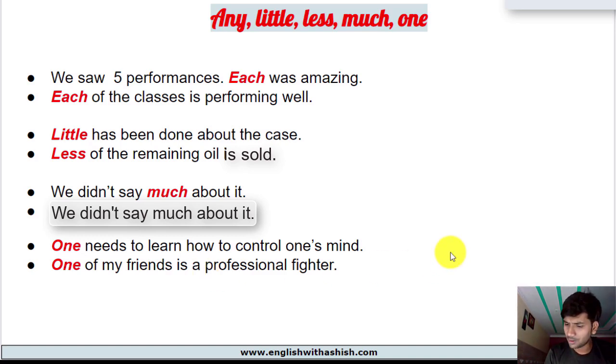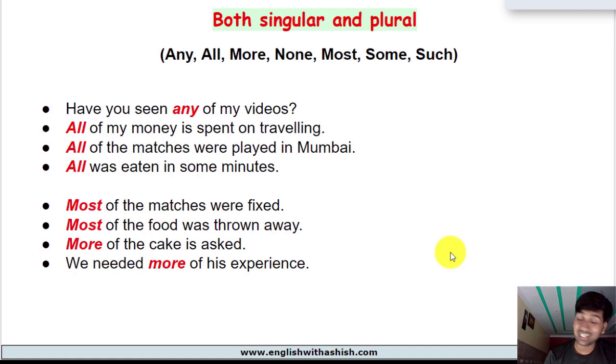All right. Now, let's look at some indefinite pronouns that can be used as both singular and plural. These are any, all, more, none, most, some, such. Now, how do you know whether they're used as a singular pronoun or a plural pronoun? If they're focusing on a singular noun, just one unit, they're used as a singular pronoun. But if they're focusing on something that's more than one unit, they're used as a plural pronoun. You have to be very careful.